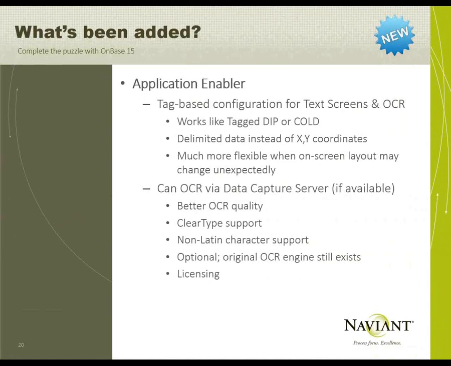The other one that I mentioned before is that it can now OCR via the data capture server if you've got it. It'll still do its normal OCR, the ad hoc OCR that it was doing before, but if you have data capture server, say if you're using IDLE or any of the other AnyDoc or batch OCR, barcode processes, any of the ones that use the data capture server, App Enabler can take advantage of it and get the better OCR quality from data capture server.